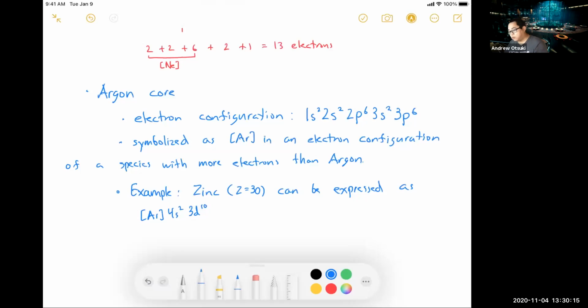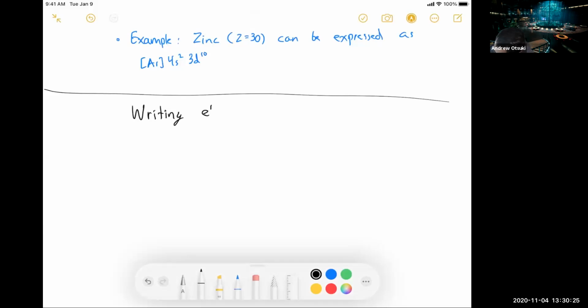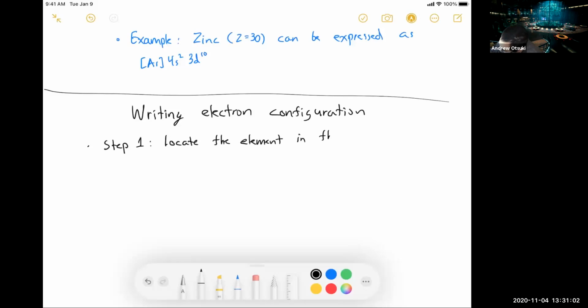So let's go over the steps for writing an electron configuration in case anyone is confused. So let's go about writing electron configuration. So I recommend you study this because a lot of people do miss it. And I think writing electron configurations is one of the easier concepts to encounter. So please study how to do this. So step 1: locate the element in the periodic table.